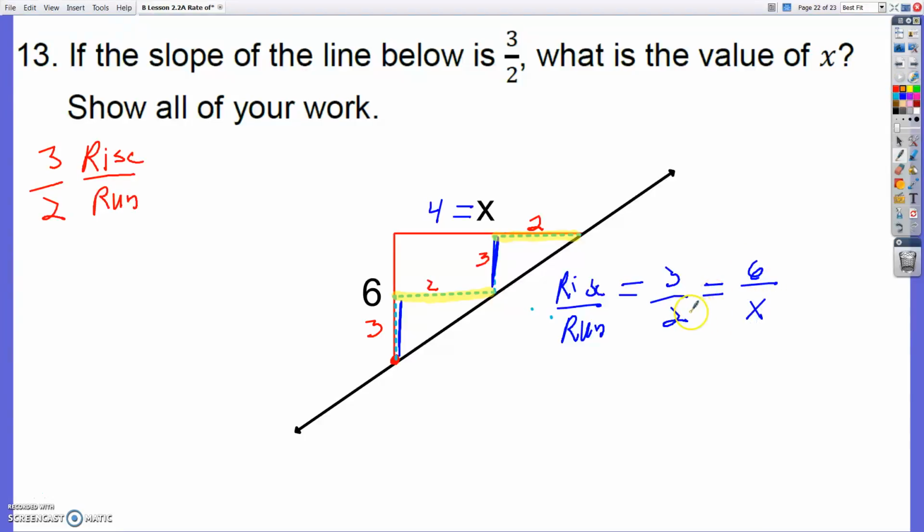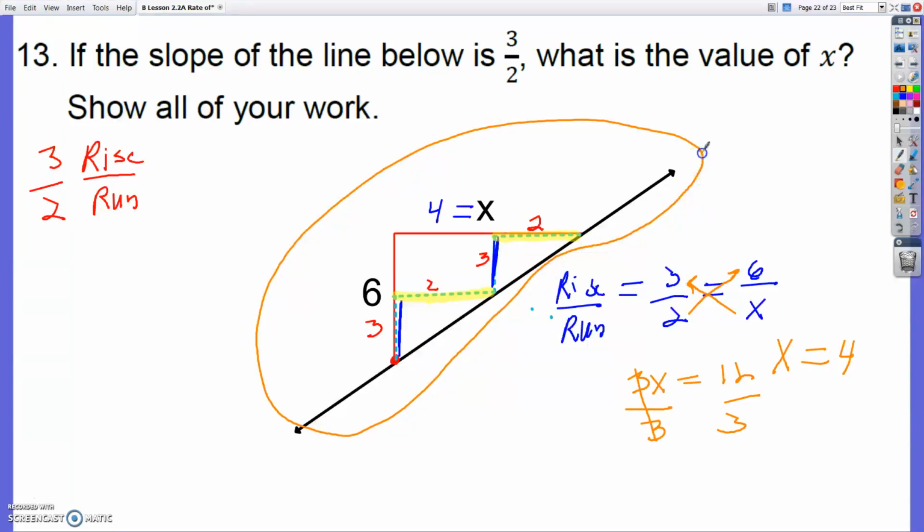From here, this is just a proportion problem where we cross multiply to get 3x equals 12. And we're going to divide both sides by 3 to get x equals 4. All right. My goal for you guys is that you understand this method right here. If you didn't quite understand the proportion part, that's okay. That's just foreshadowing for next lesson.